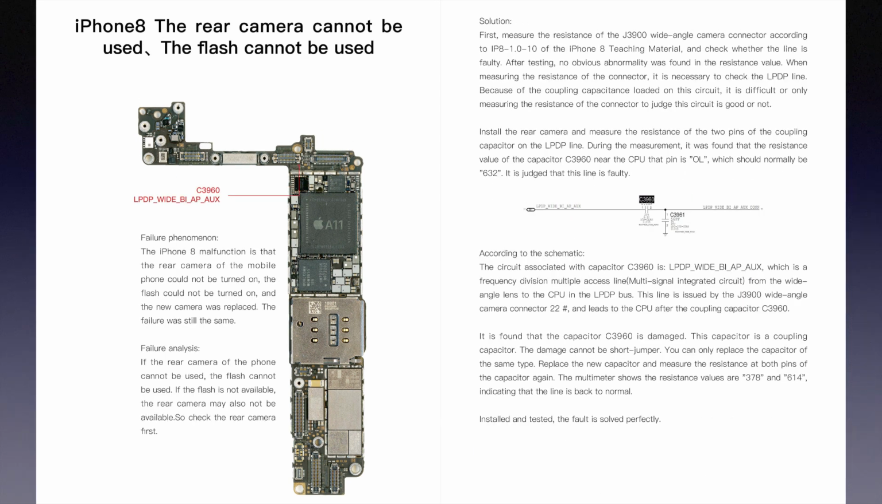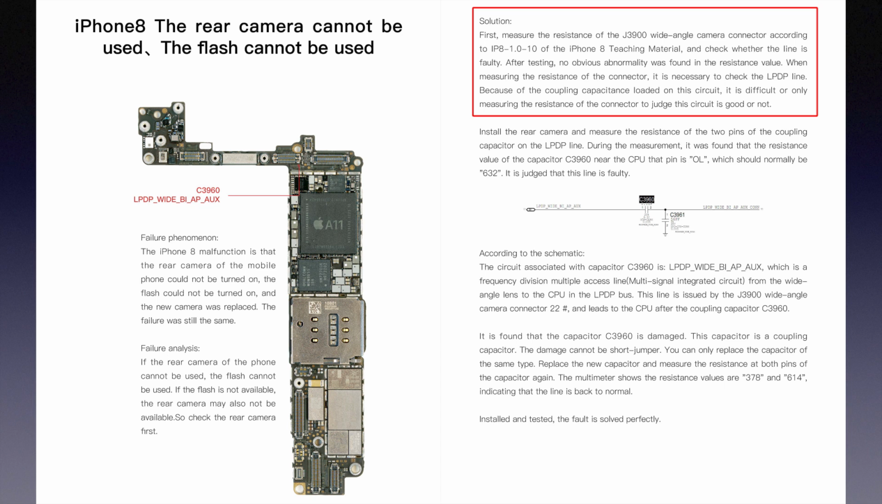Case 3. iPhone 8 the rear camera cannot be used. The flash cannot be used. This case is about the iPhone 8 malfunction is that the rear camera of the mobile phone could not be turned on, the flash could not be turned on, and the new camera was replaced. The failure was still the same. The analysis is, if the rear camera of the phone cannot be used, the flash cannot be used. If the flash is not available, the rear camera may also not be available. So, check the rear camera first.